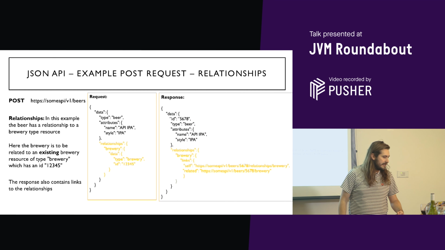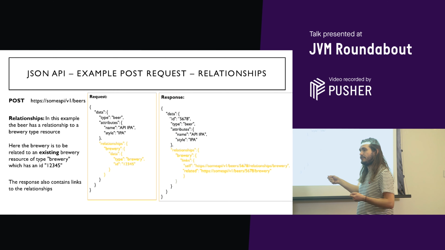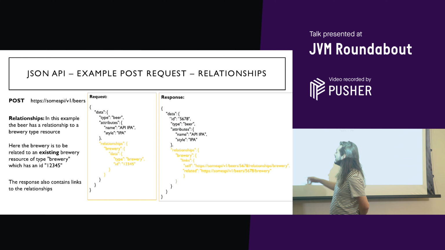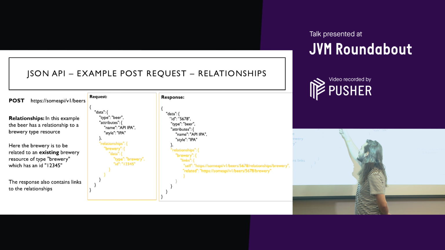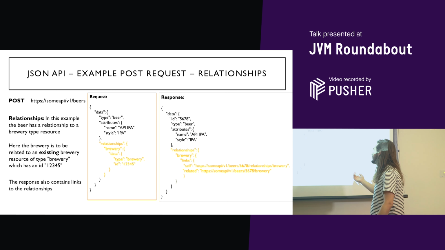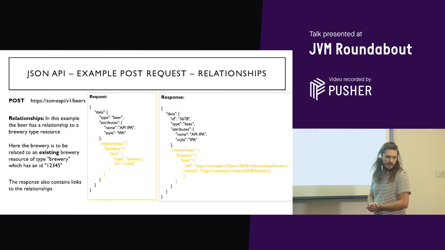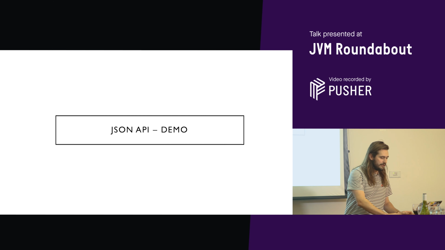So this is an example of creating, say you've got a beer and you want to link it to a brewery that has made that beer. What you do is you use these things called relationships, and this is basically saying I'm creating a beer called IPA as a style, and it's related to brewery 12345, which already exists in the system. The response comes back with the links to that brewery that it's already linked to, and also the generated ID. So I'll quickly do a demo on some of the other JSON API examples.